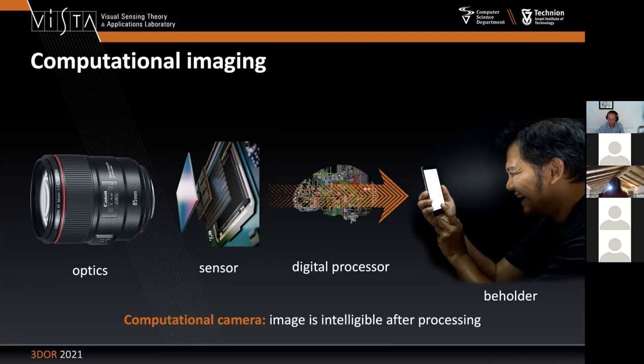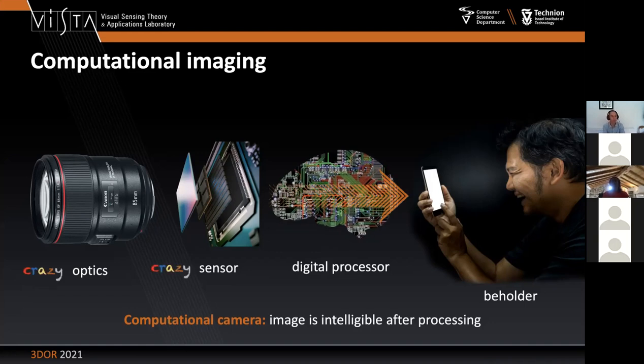If we work on this path, let's put a bigger amount of digital processing here, which is very affordable today. And let's be completely crazy with what we can do on the sensor and on the optics side. The image might be unintelligible, but after some processing, some reconstruction process, we will get a nicely looking image. And of course, this idea is by far not new.